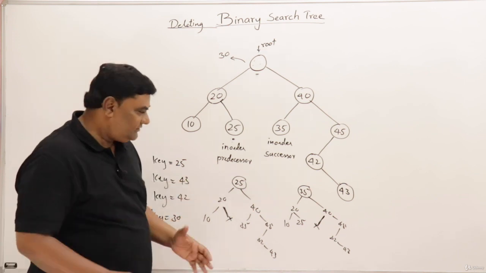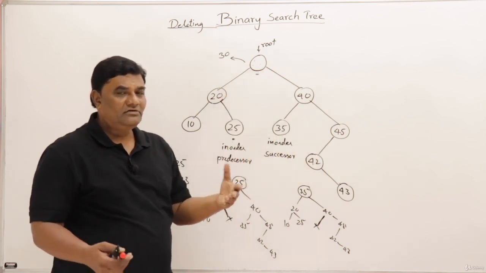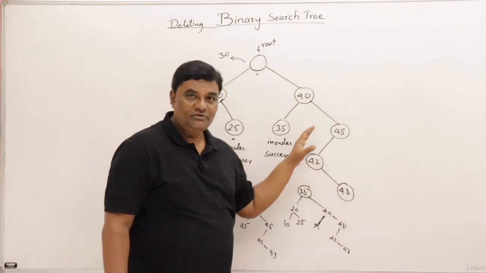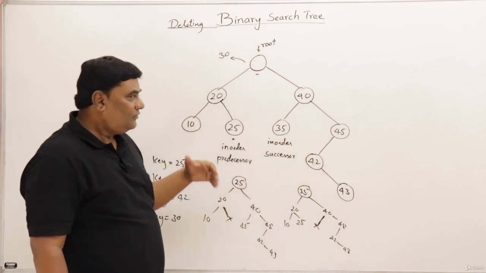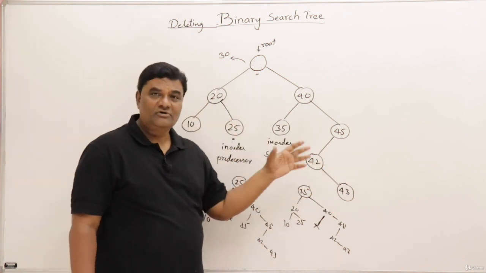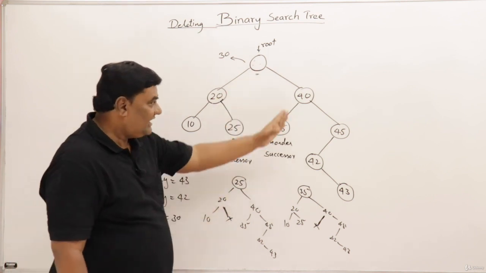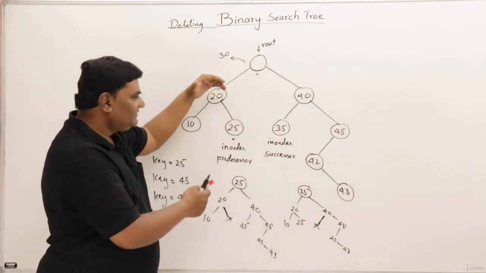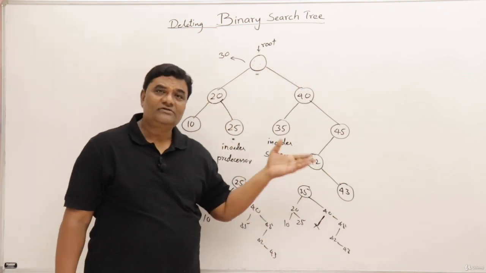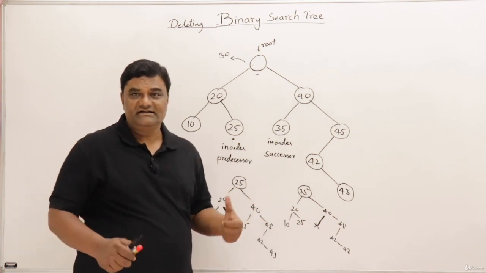Suppose you want to say that the right hand side has more elements, so from there I will bring. You can count the number of nodes here and the nodes here. Whichever side has more nodes, from there you can get it. Or else you say the height of this right subtree is larger than this one, then find out the height and select that one. Otherwise you can randomly select any one.